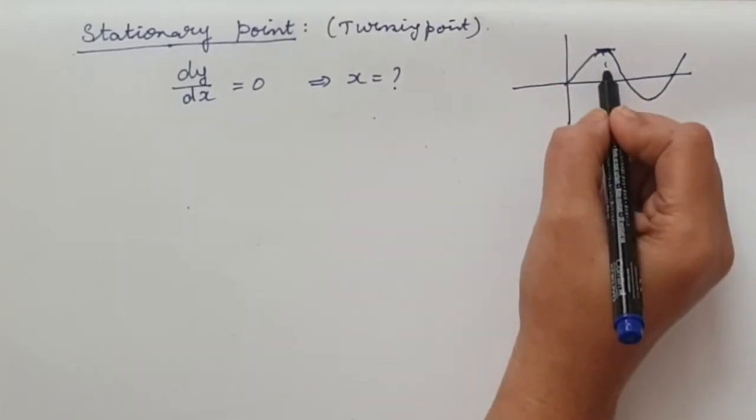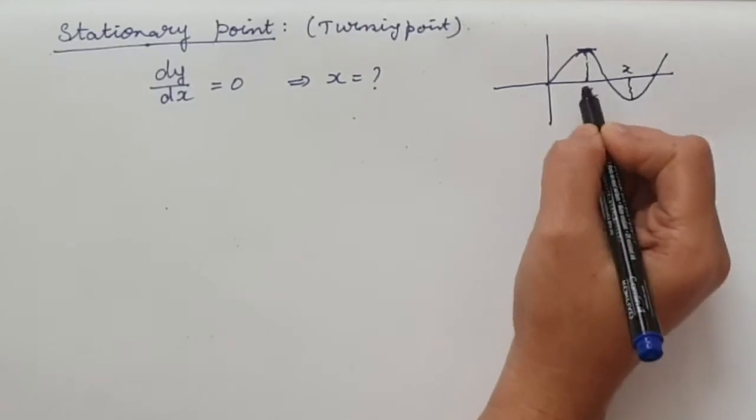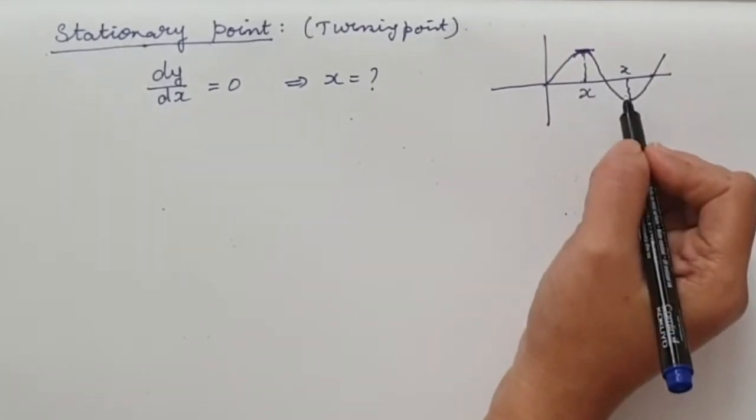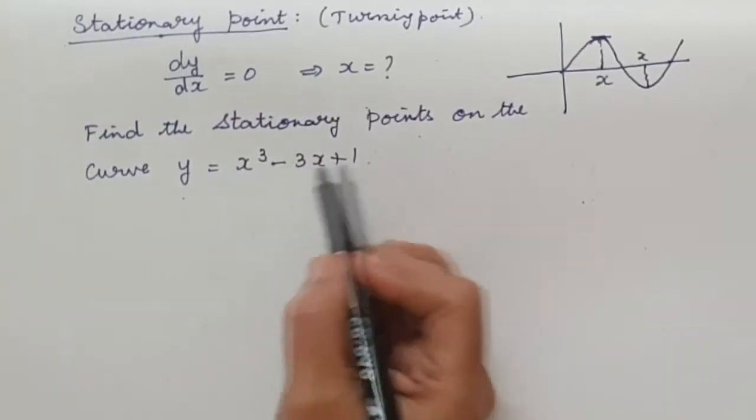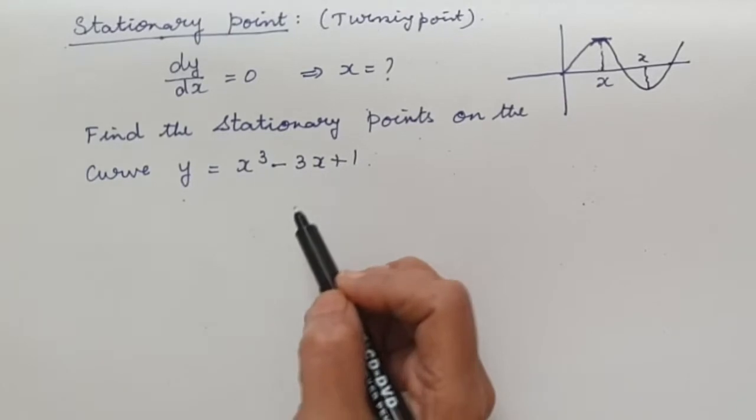So this point, wherever it is, this x value, and here also the x value, these are called the stationary points or the turning points on the graph. Find the stationary points on the curve y equal to x cube minus 3x plus 1.